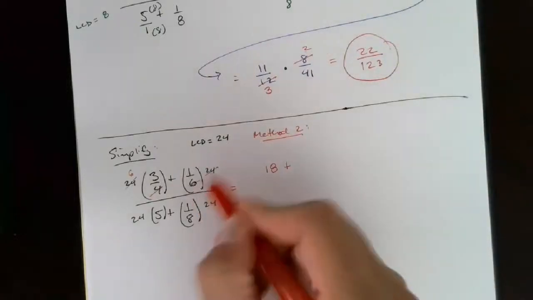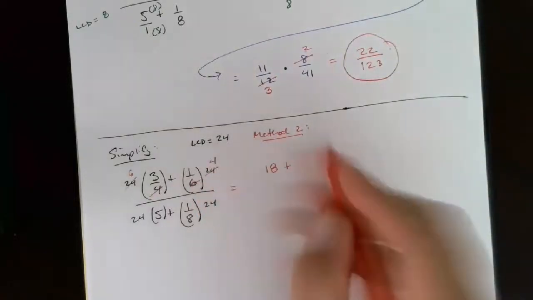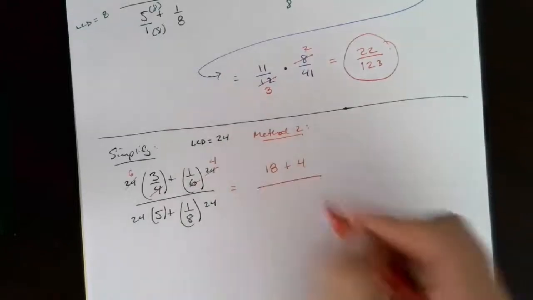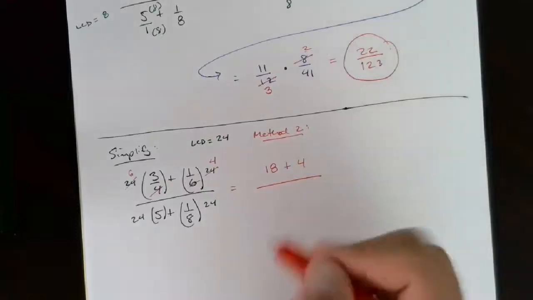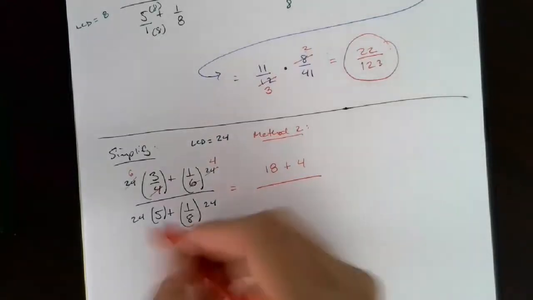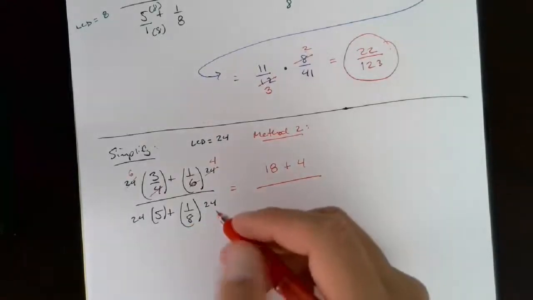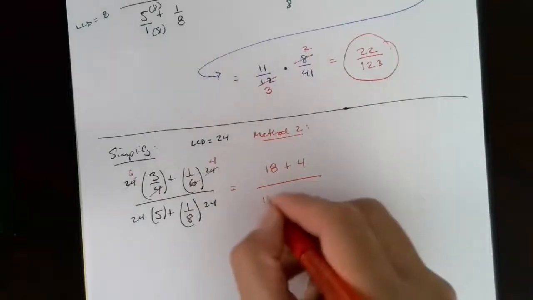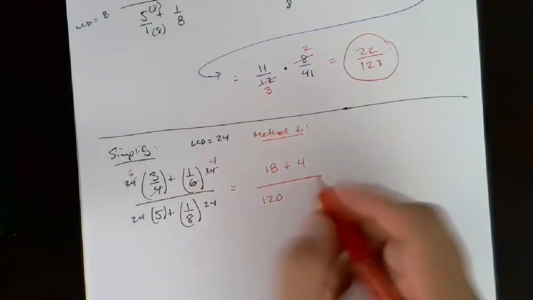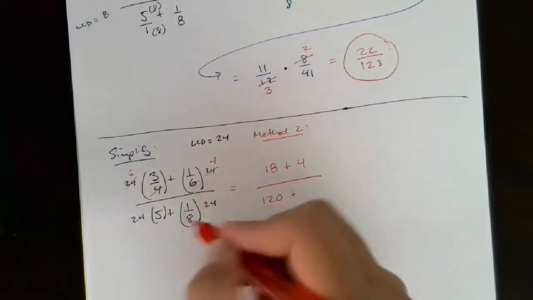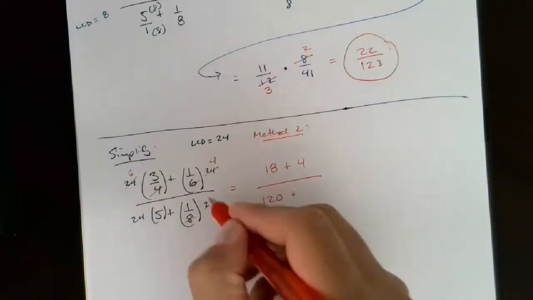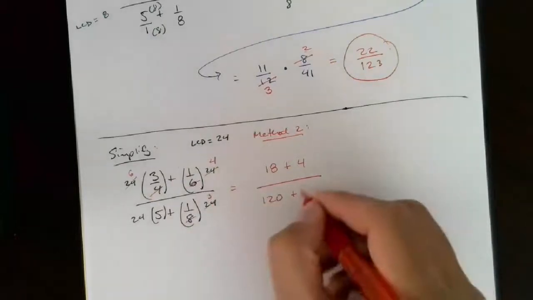24 divided by 6 gives me 4, and then 1 times 4 is just going to be plus 4. And now notice we don't have any fractions in our numerator. That was the point, we wanted to clear fractions. For the denominator, 24 times 5, you might need to do this on your calculator. 24 times 5 comes out to 120. Nothing cancels here. If you don't have a fraction, you just multiply them together. Plus here, 24 divided by 8 gives me 3, and then 1 times 3 is 3.